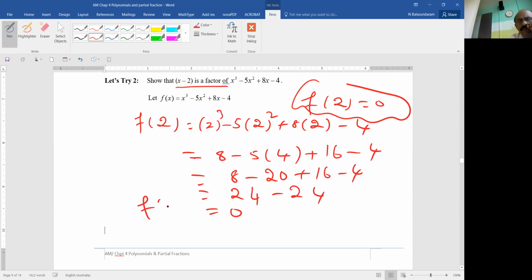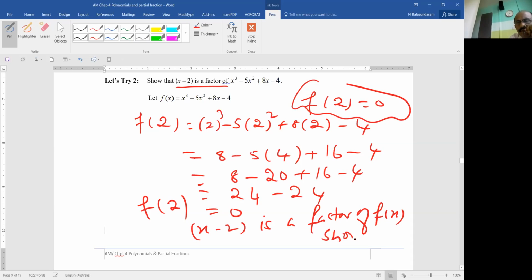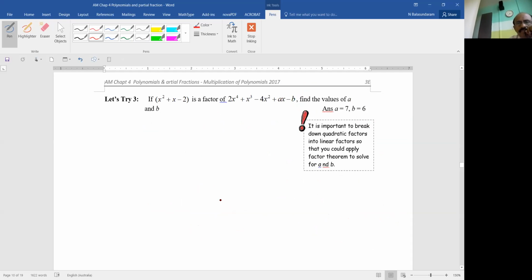It means the remainder when f of x is divided by x minus 2 equals 0. It means x minus 2 is a factor of f of x. So it's a showing question, right? We have to write "shown". Okay, let us do the next one.